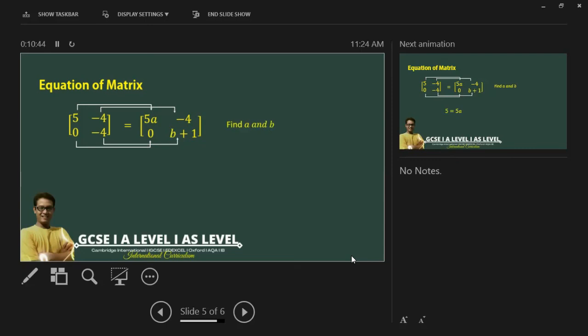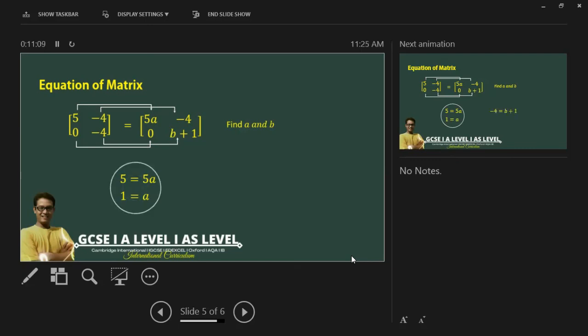That's very easy, everyone. Listen. Corresponding elements, that's the key point. The first corresponding elements are 5 equals 5a. So what's the conclusion? By using algebra, a equals 5 divided by 5, so a is 1.